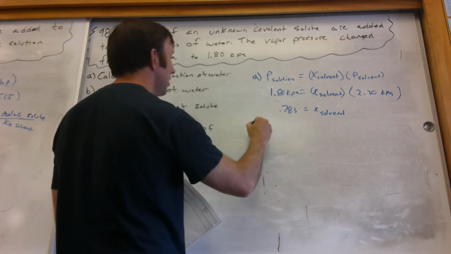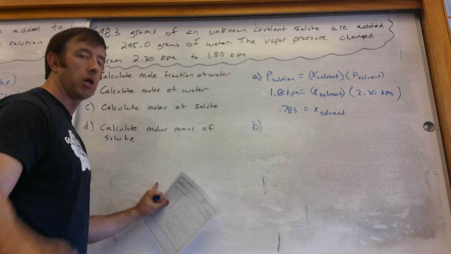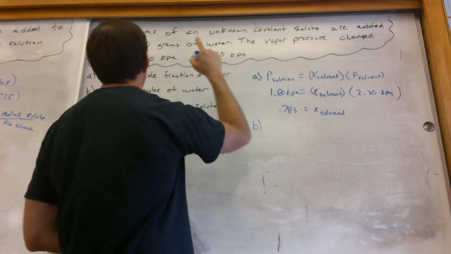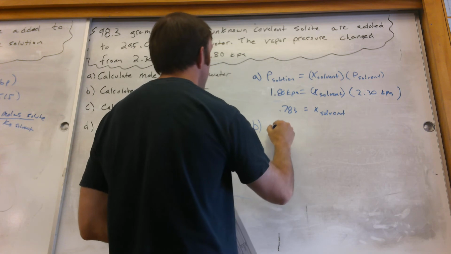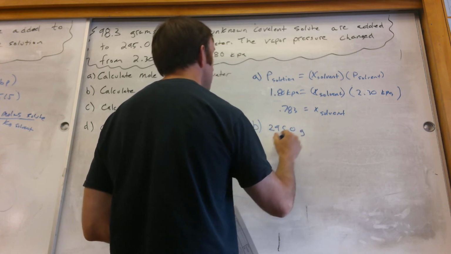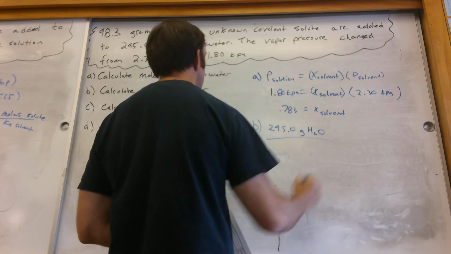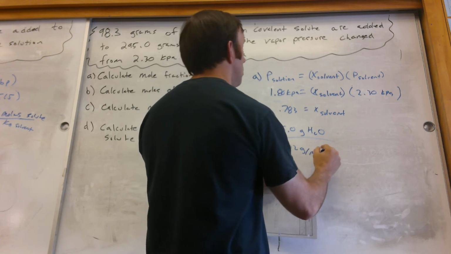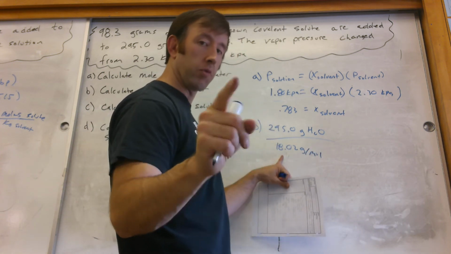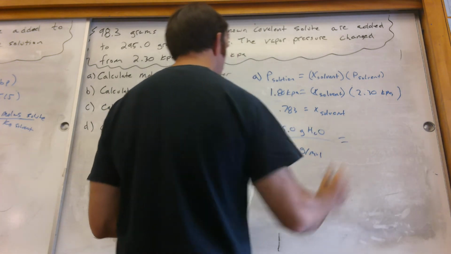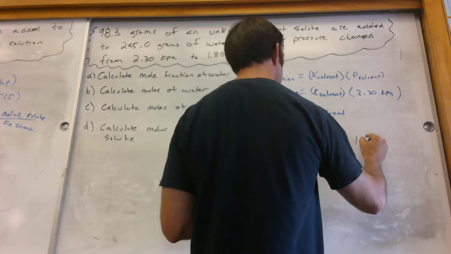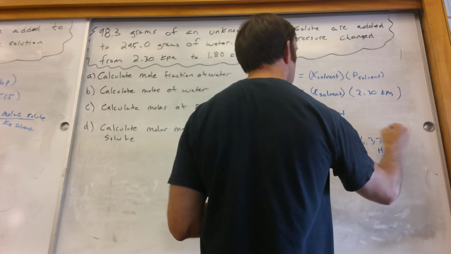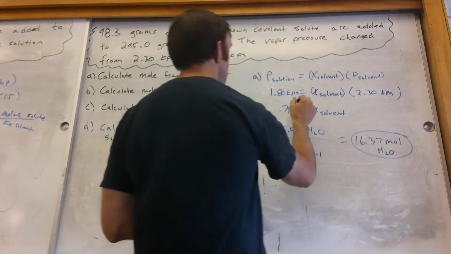Now letter B says calculate moles of water, and that is an easy calculation. You don't need to look at your formula sheet for that. It's just mass of water over the molar mass of water. And I know my mass of water is 295.0 grams H2O, over 18.02 grams per mole, right? That's the molar mass of water, which is helpful to memorize, by the way, right? And simple division gives me 16.37 moles of water.